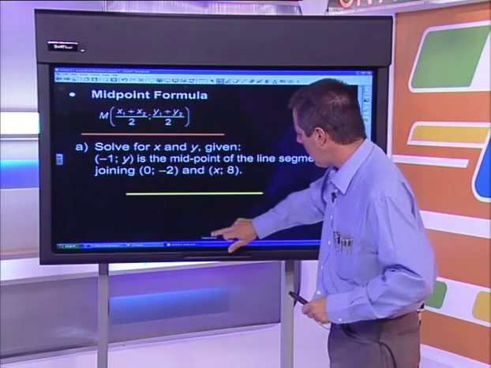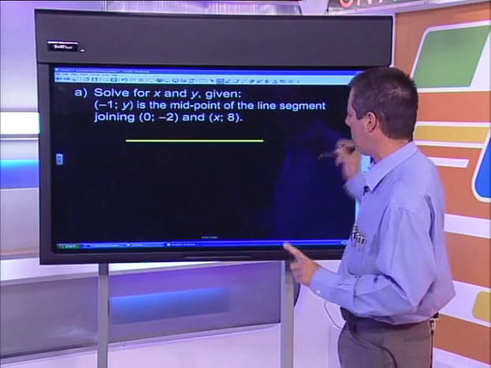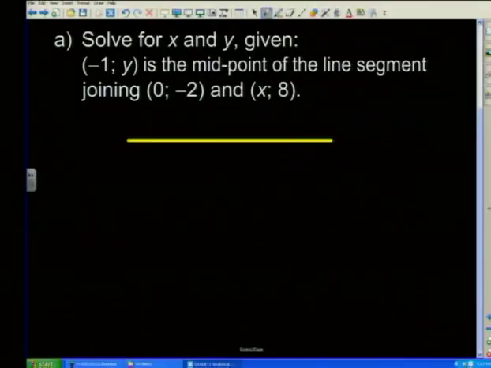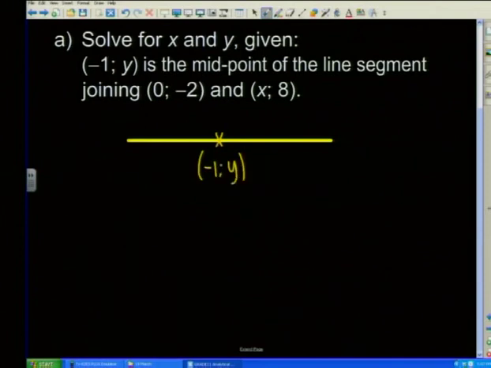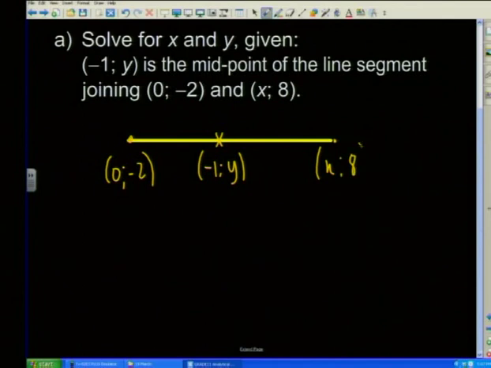So what I have over here is a line segment, and I'm going to now put the information on my line segment. So it says to me that -1, y is the midpoint. So go to the middle, and this coordinate is -1, y. Then I know it's the midpoint of the line segment, and it doesn't matter too much which side I put things. So this side would be 0, negative 2, and the other side over here would then be x, 8.